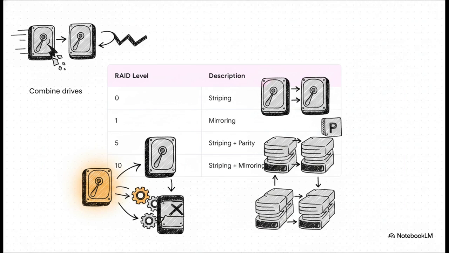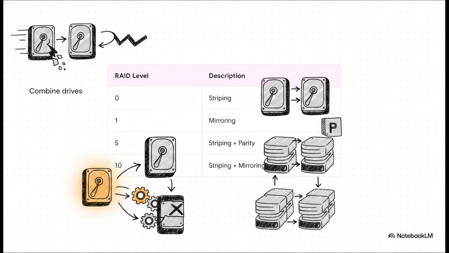Sometimes, though, one drive just isn't enough, so we combine them using RAID. I'm going to slow the pacing down a bit to walk through this because CompTIA absolutely loves testing on RAID configurations. Okay, so RAID 0 is striping. It gives you great speed, but 0 redundancy. If one drive dies, you lose the whole shebang. RAID 1 is mirroring. That's an exact duplicate of your data for safety.